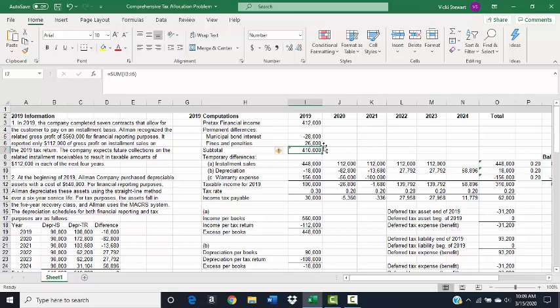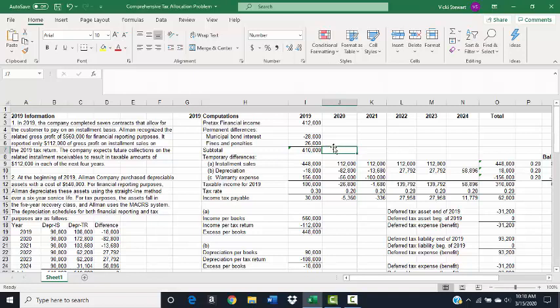Now, I've included a subtotal for mine. You wouldn't necessarily have to have that subtotal, but I just like to throw it in there because it's the amount that we could actually calculate the effective tax rate, because remember, permanent differences change the effective tax rate of the company.